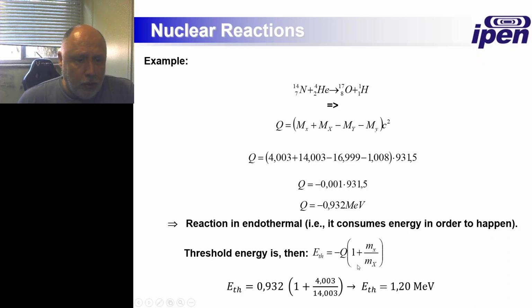So we do the math here, just as before, and we find out that we need 1.2 mega electron volts of energy for this. If the alpha particle has less than 1.2 mega electron volts of kinetic energy, this reaction will not happen. It cannot happen because there's just not enough energy.